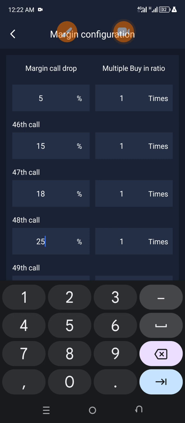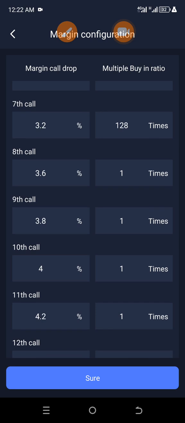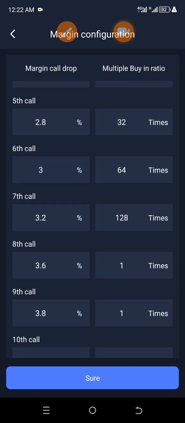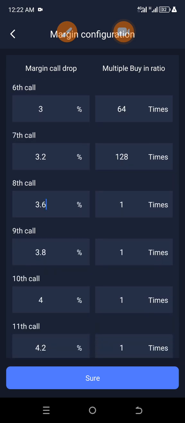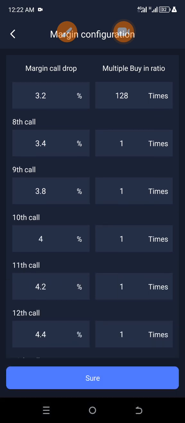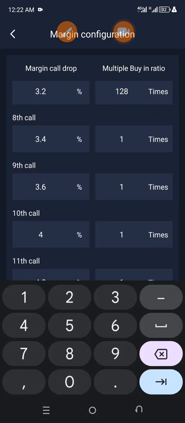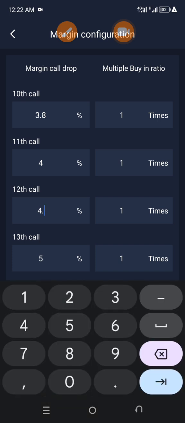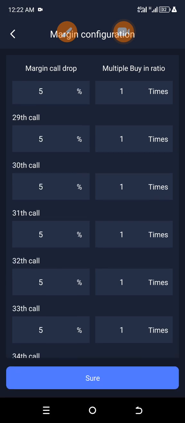Okay, we don't want to make so many margin calls, like 100 margin calls. You have to input and set them all. It's too much work. Okay, so now look at the top. 2%, 2.2, 2.4, 2.6, 2.8, 3, 3.2, 3.4, 3.6, 3.8, then 4. Then move on to 4.2 and all that.